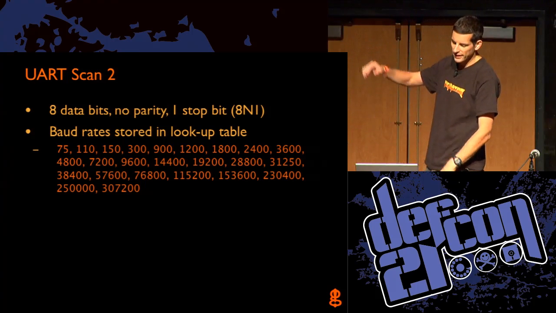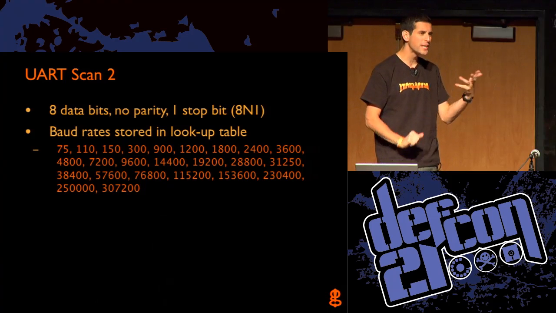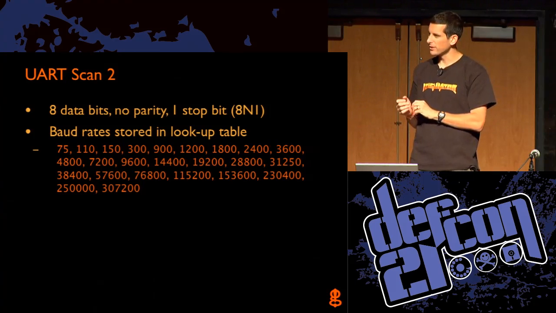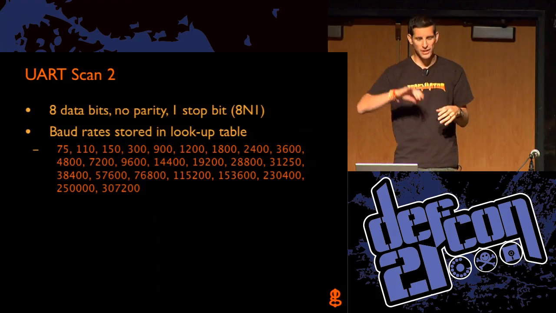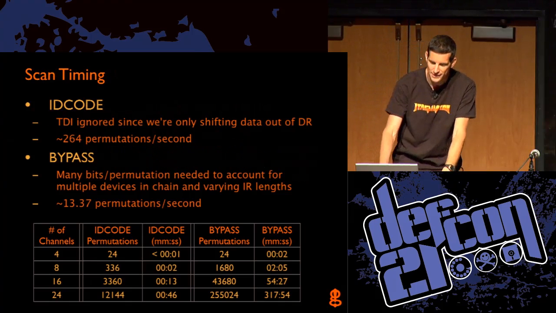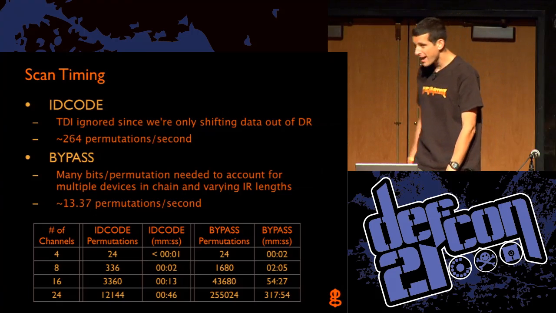We're doing 8N1. Here are the baud rates that are stored in the lookup table. These are all the standard baud rates. If you do encounter something, maybe you find out the pinout, but you're not seeing data that makes sense, like I mentioned earlier, use your scope, figure out the baud rate, load it into a terminal program, and see if that helps at all. If it's some sort of non-standard baud rate. Here are some timings. This stuff happens pretty fast.